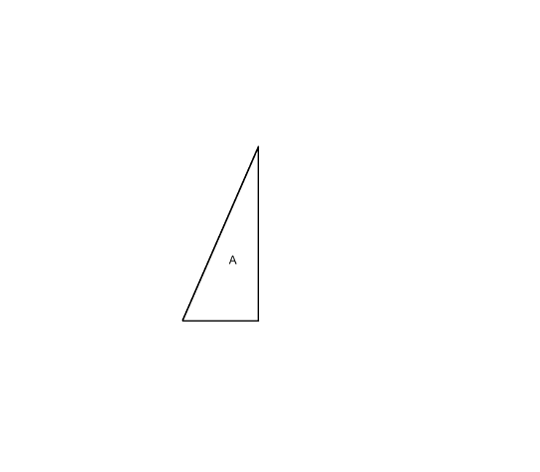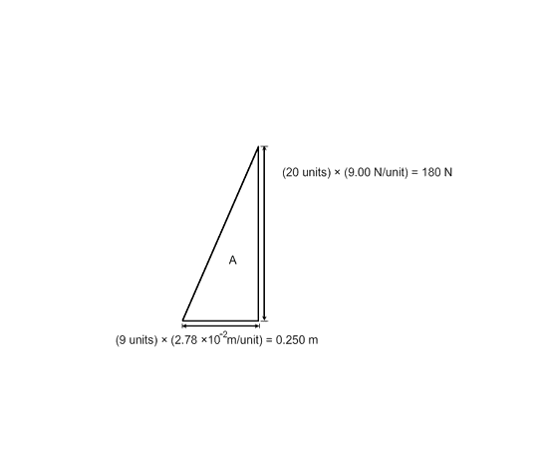We now look at triangle A. This is a right triangle with a base of 0.250 meters and a height of 180 newtons. The area of a triangle is 1/2 its base times its height. So, the area of triangle A is 1/2 times 0.25 meters times 180 newtons. Since force in newtons times distance in meters gives work in joules, the area is 22.5 joules.